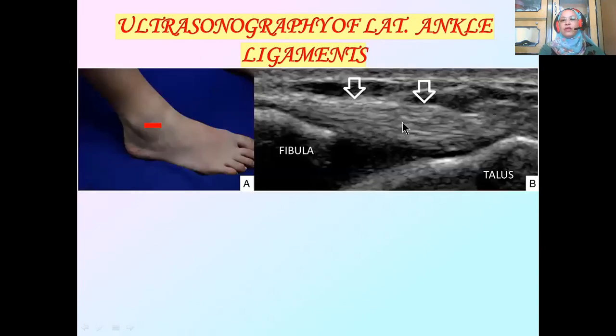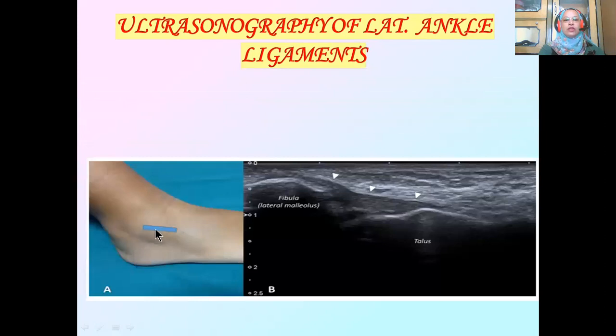it is better examined while in plantar flexion. Again, this is the probe position, transverse, parallel to the floor, starting from anterior border of lateral malleolus to visualize the anterior talofibular ligament. Here it appears hypoechoic, but due to anisotropy.